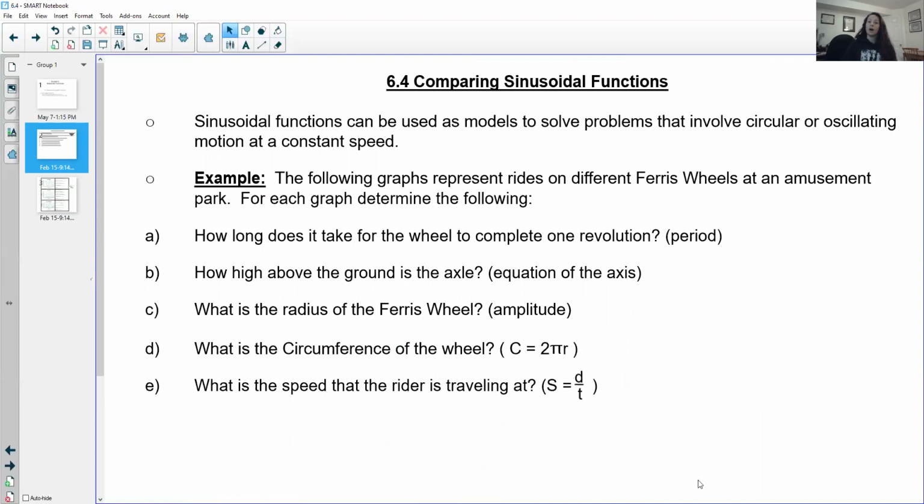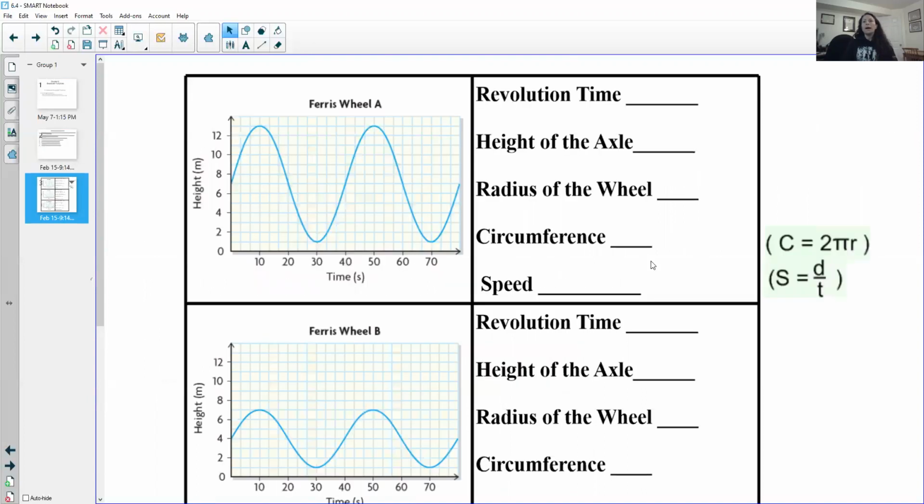We want to know how high above the ground the axis is. This would be your equation of the axis. The radius of the Ferris wheel, so from the center to the outside, which we talked a little bit about yesterday. The circumference of the Ferris wheel, how large it is going around, and then how quickly it is traveling if you were a rider on the Ferris wheel. So each one of those little parts describes a specific part of your graph. Really all you're doing today is comparing different types of sine graphs. So let's look at each one of these.